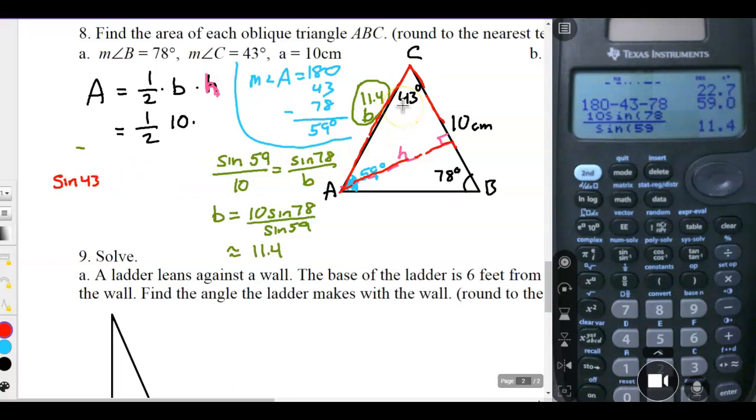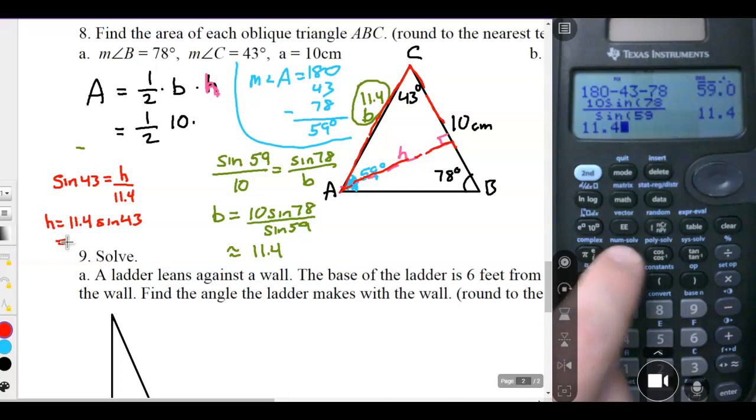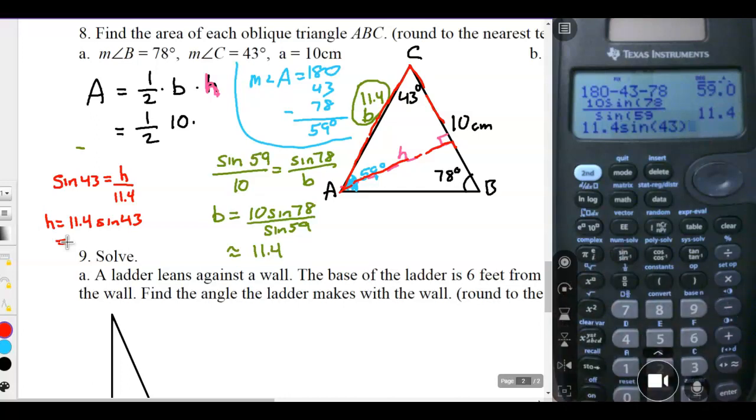Sine of 43 equals opposite, which is the height, over my hypotenuse, 11.4 that I just found. So my height is simply 11.4 times the sine of 43. So 11.4 sine 43, and that's 7.8. So finally we have a height of 7.8.